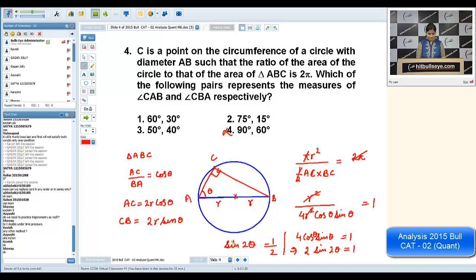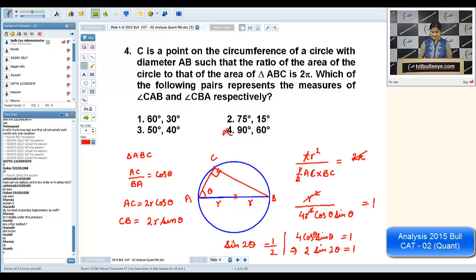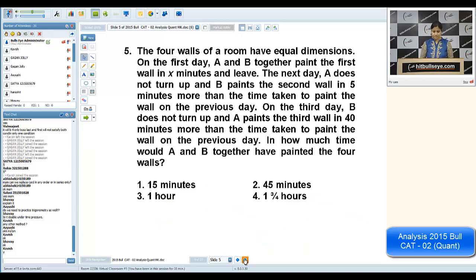Is it okay? Okay, let us move. Yes, question number 5, easy. Yeah, any problem in this question now?